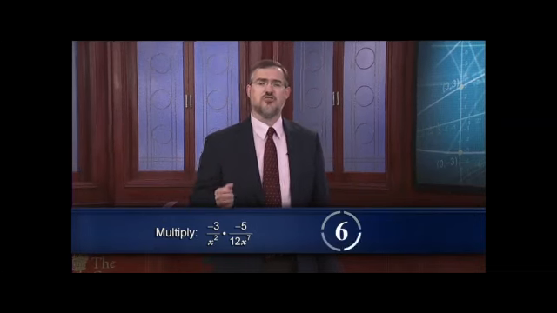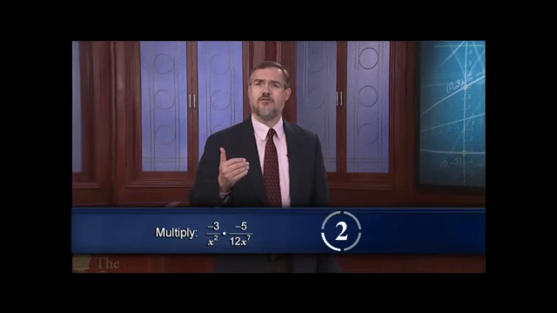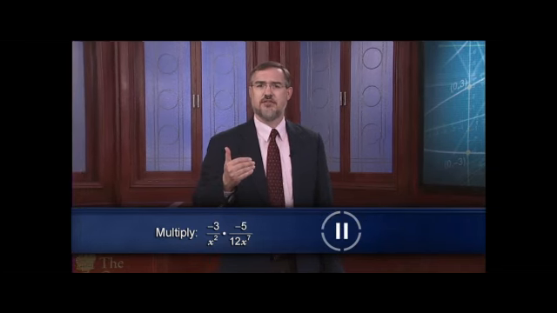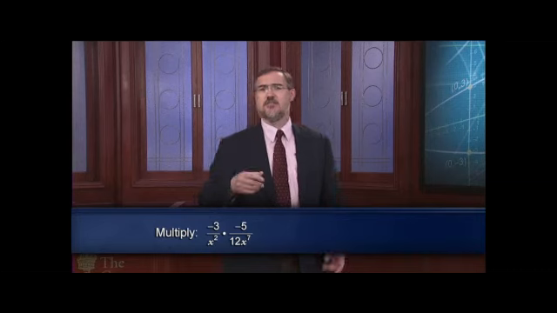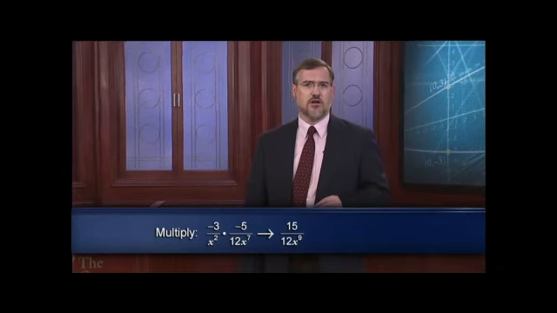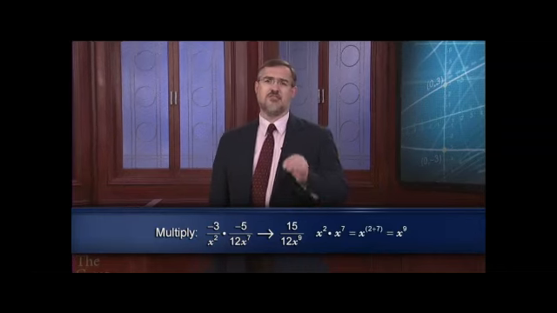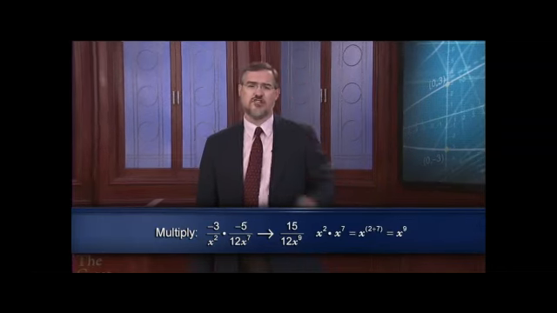So let me suggest you try it yourself. Multiply negative 3 over x squared times negative 5 over 12 x to the 7th. Now after you've done that, the negative 3 times the negative 5 will become a 15, and that'll get divided by 12x to the 9th. Remember, one of the laws of exponents says that x squared times x to the 7th is the same as x to the 2 plus 7, or x to the 9.